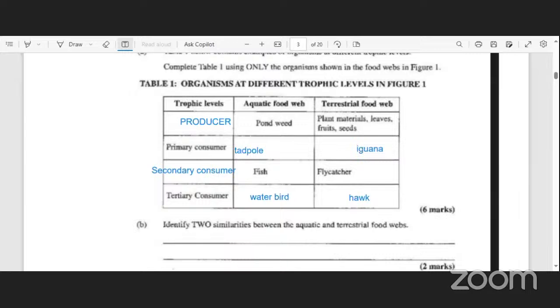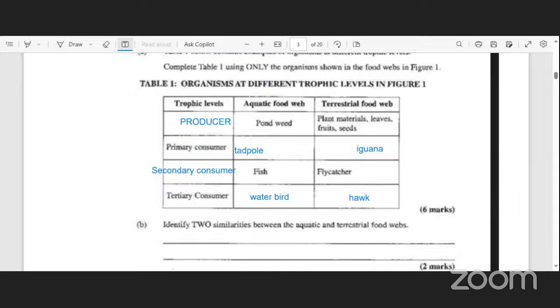And the next thing that we can note is that they are both characterized by linkages. Remember, a food web is an interlink of different food chains coming together to form a food web. So one, they both have the same level of consumers or the same amount of consumers. Two, they are both characterized by linkages.